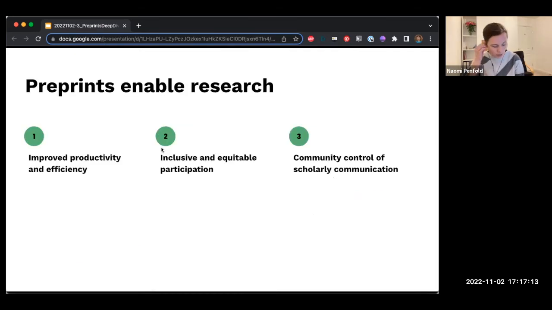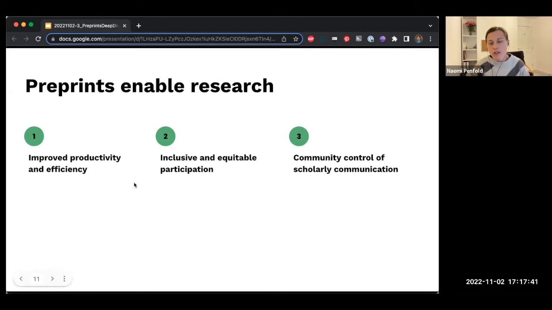Okay, so when we think about supporting open infrastructure for preprints, I think it's really important to think about why we want to do that. What's the value of preprints? We've had comments, I think, earlier today about the difference between supporting preprints and other types of scholarly outputs and what we're trying to achieve. So I just wanted to draw up 3 different ways in which preprints are providing value to scholarship and research right now. So the first is improved productivity and efficiency.